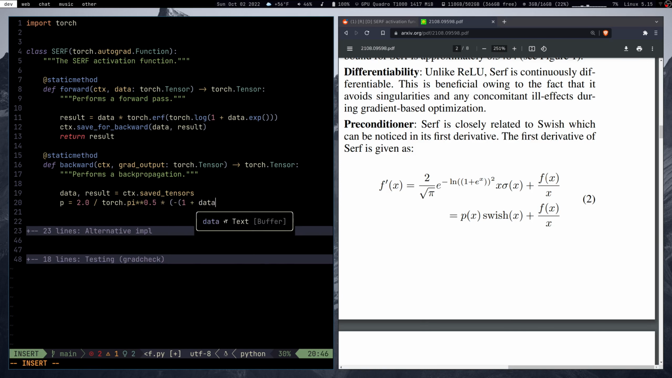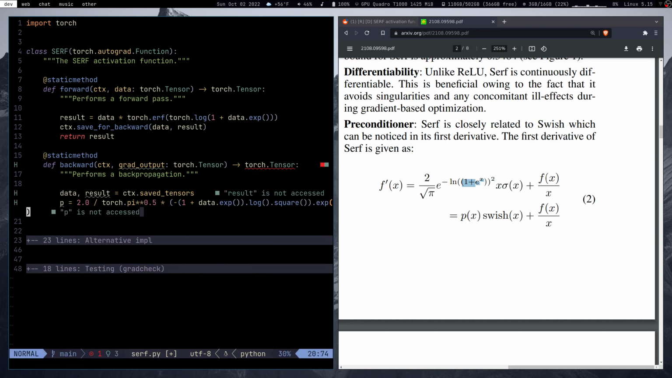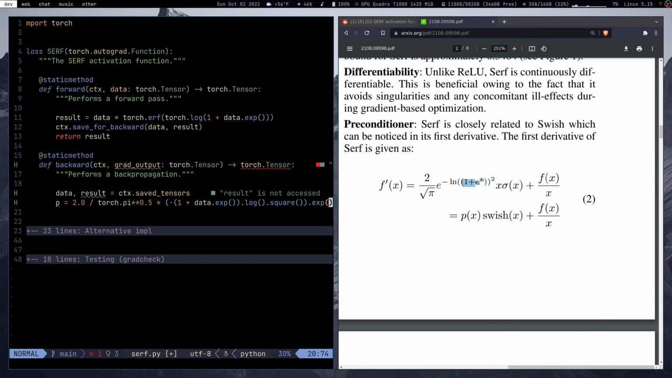So 1 plus data x. We initially compute this. That has to be, we need to find the natural log of that, okay? And then we need to find the square of that. We need to square it, and then we need to exponentiate it. Okay, I think that should be it.